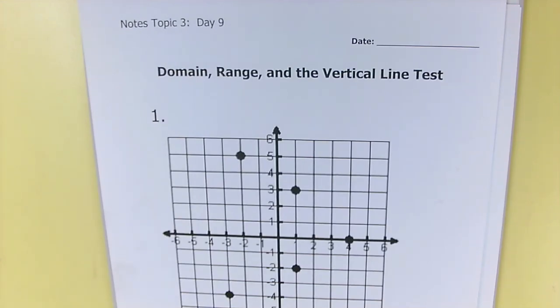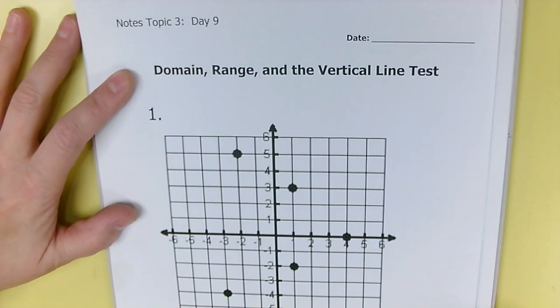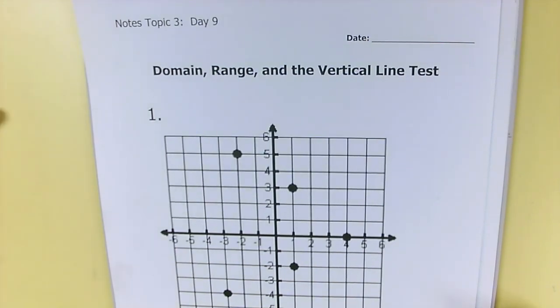Okay, so this is notes topic 3, day 9. And we're going to do domain and range, which we've already covered. And then we're going to add to it the vertical line test.